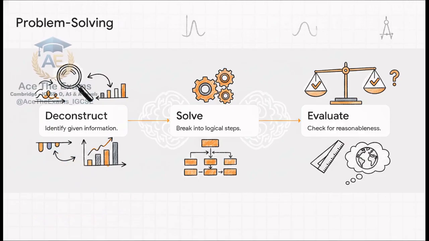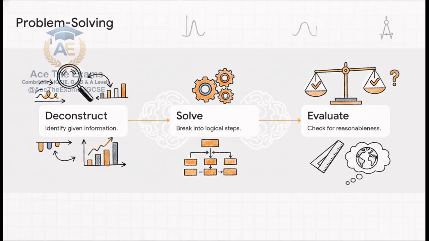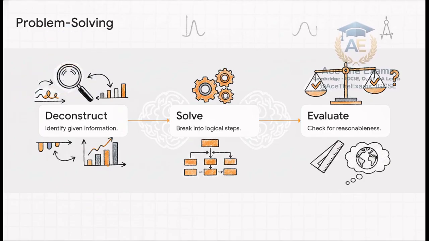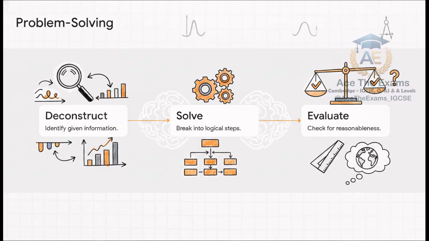Then, solve. You break the problem into systematic, logical steps. You write down each stage clearly so the examiner can follow your exact thought process. If you have to find an intermediate value, label it. Finally, evaluate. You step back and check for reasonableness. Justify why your answer fits the real-world scenario proposed in the question. Does a speed of 4,000 meters per second make sense for a bicycle? No. This 3-step process is the difference between blindly crunching numbers and actually performing high-level mathematics.